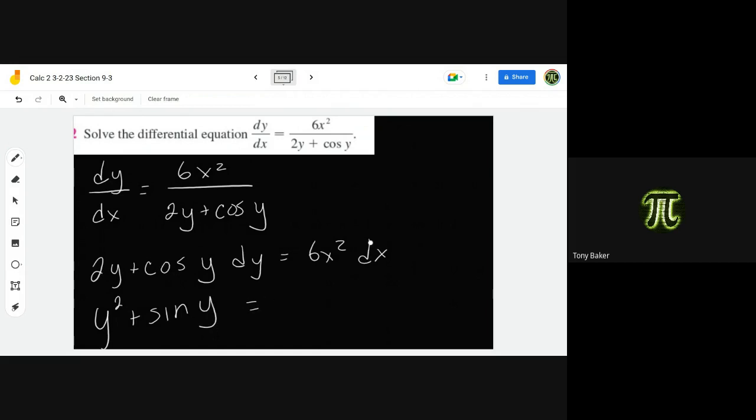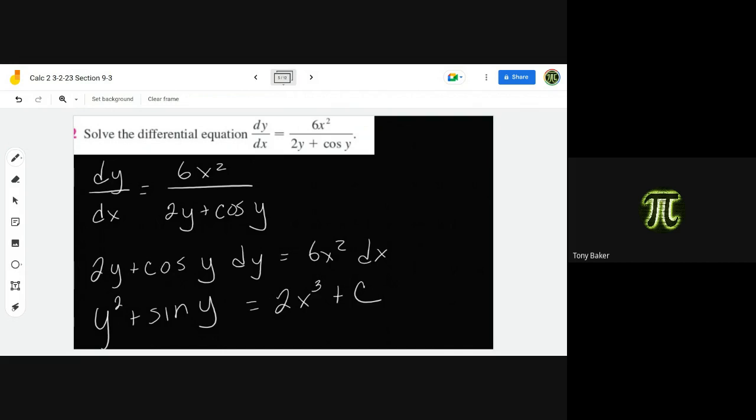What's the integral of 6x squared? I got 2x cubed. Now you've got me doing it. Plus c. Does it matter where you have to put the constant? No, it doesn't.